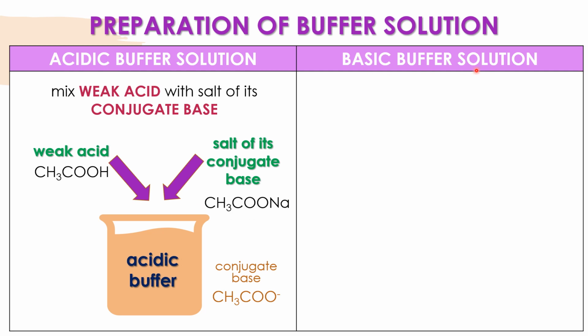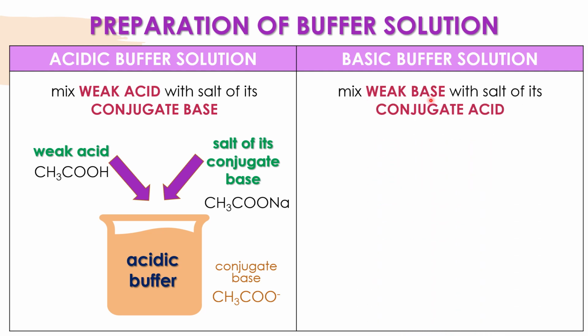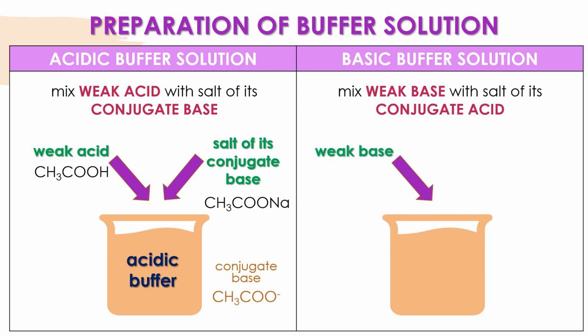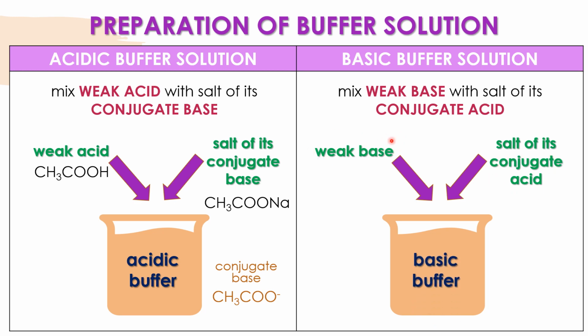Next is basic buffer solution. It can be prepared by mixing weak base with salts of its conjugate acid. That means untuk menghasilkan basic buffer solution, kita perlu mencampurkan base lemah dengan garam yang mengandungi conjugate acid bagi base lemah tersebut. Barulah terhasilnya basic buffer solution.